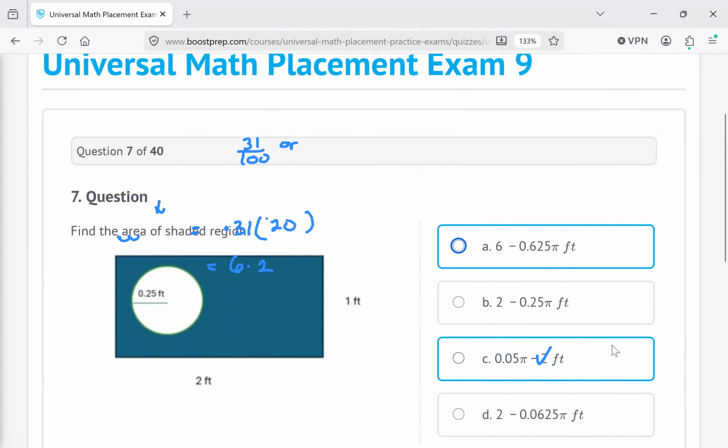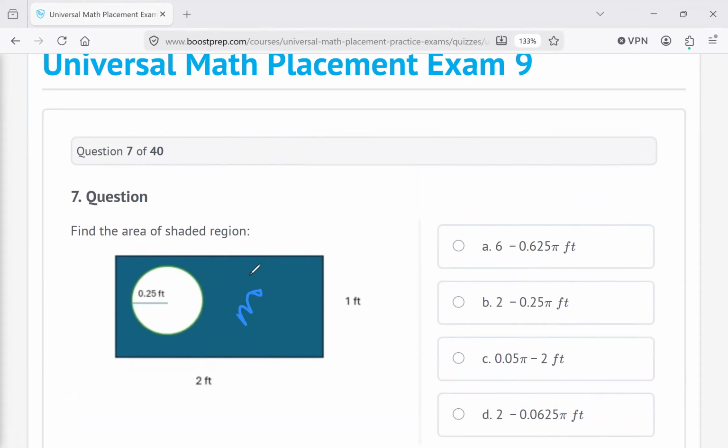Okay, this one. Find the area of the shaded region. So basically the blue region. How do you find the area of this blue stuff? Do you see there's two shapes? There is a rectangle and a circle. So all you have to do is find the area of the rectangle minus the area of the circle. That's it. And you are good.